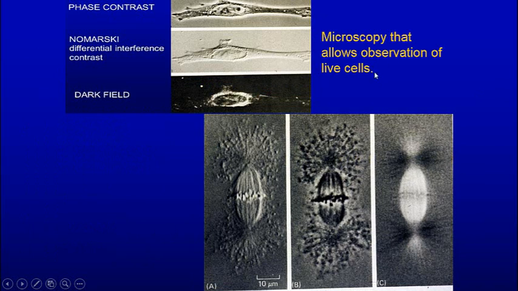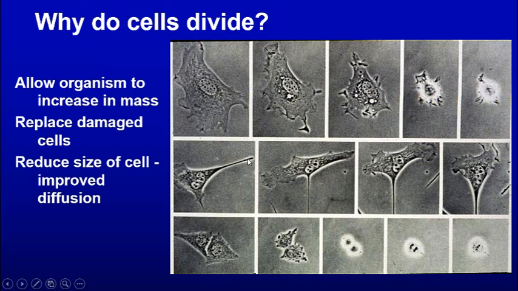Here we see microscopy allows us to observe live cells, differential interference contrast microscopy. Here is dark phase contrast, and we see the centrioles are located here, and the chromosomes are there, and microtubules connecting to there are there as well.